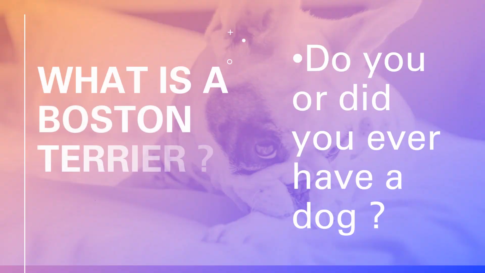So my two questions for you are: what is a Boston Terrier, right? I want you to use the background picture to give you a hint on what it might be. And my second question is, do you or did you ever have a dog?